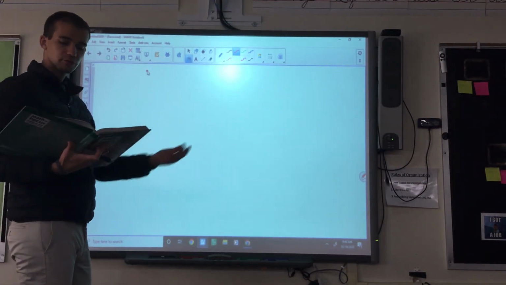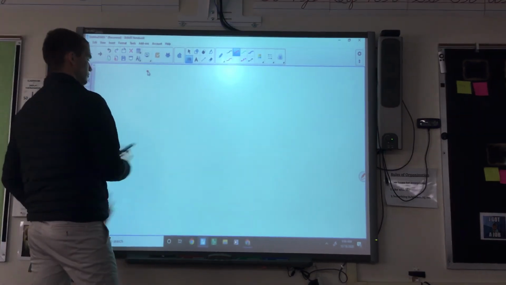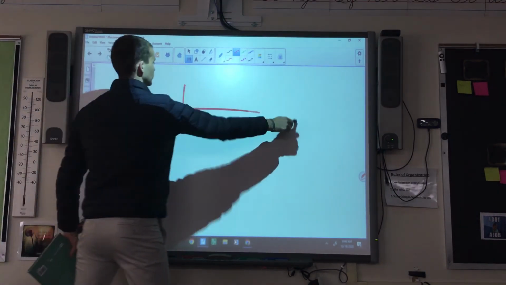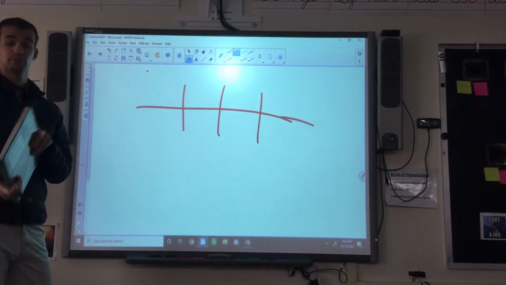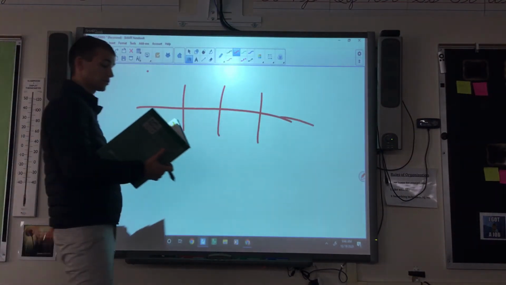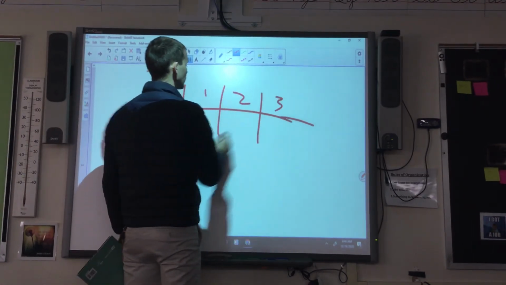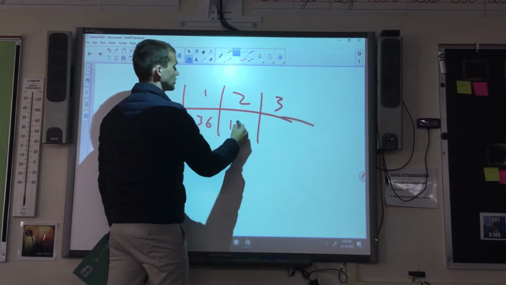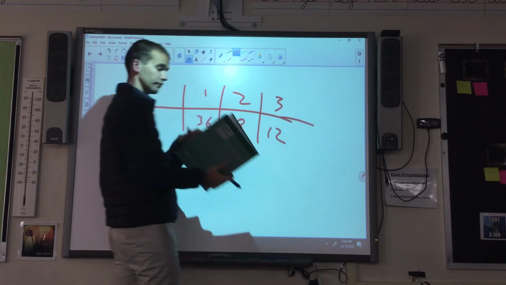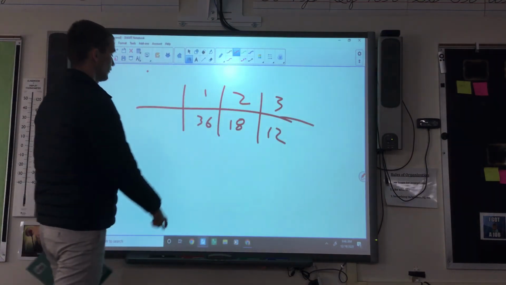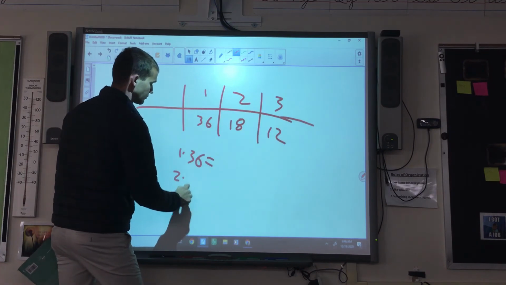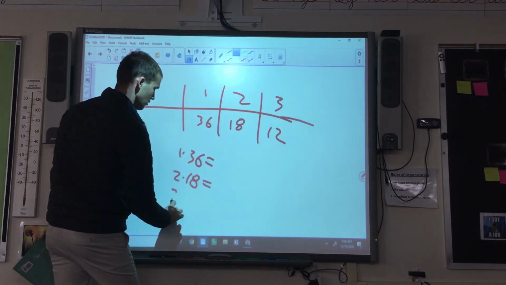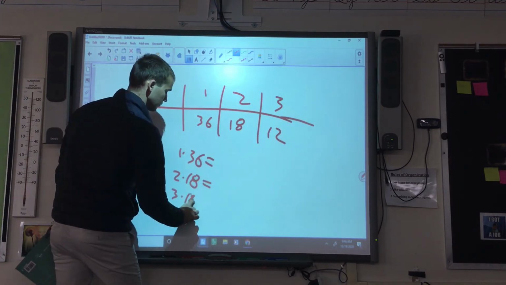So, it's actually pretty simple for this one. I'm not even going to write down all the stuff they've got over here. Because the only thing that matters here, if you're just trying to find the constant of proportionality, you just need to do that multiplication. So I got 1, 2, 3, 36, 18, 12. I believe those are the numbers I have. Yep, so I have to do 1 times 36, 2 times 18, and 3 times 12.